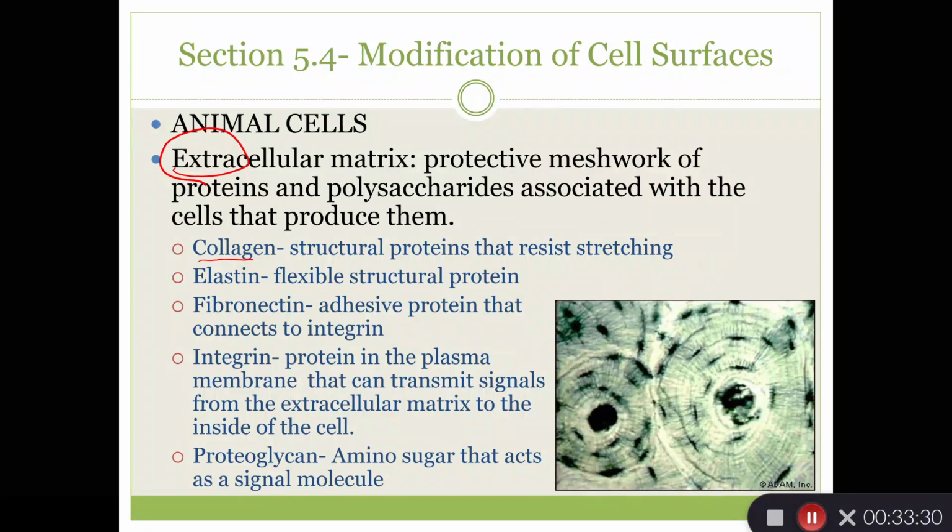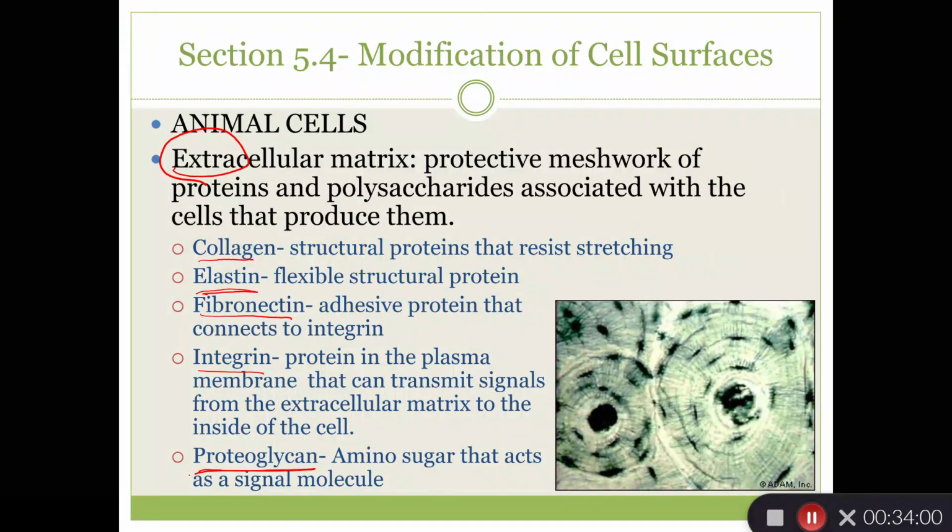Collagen, that's a structural protein. We even have collagen in our bodies. Elastin, flexible structural protein. And so you can see these proteins listed here. Of course, proteoglycan, that doesn't say peptidoglycan, that says proteoglycan, is an amino sugar that acts as a signal molecule. And so all of these are outside the cell in animal cells.